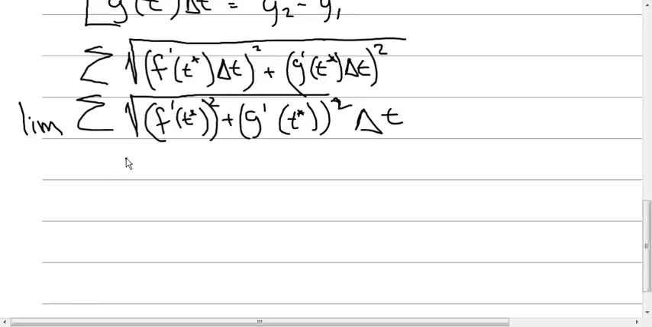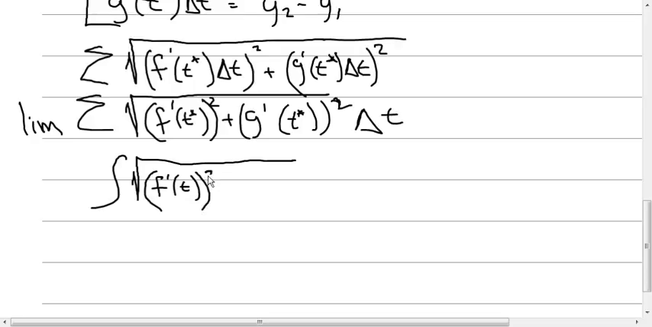Well, the sigma becomes an integral sign, the square root of f prime of t quantity squared plus g prime of t quantity squared dt, and we've got our definition for the length of a line segment. As long as we can integrate this, we're going to be able to define the length of a line segment using calculus.